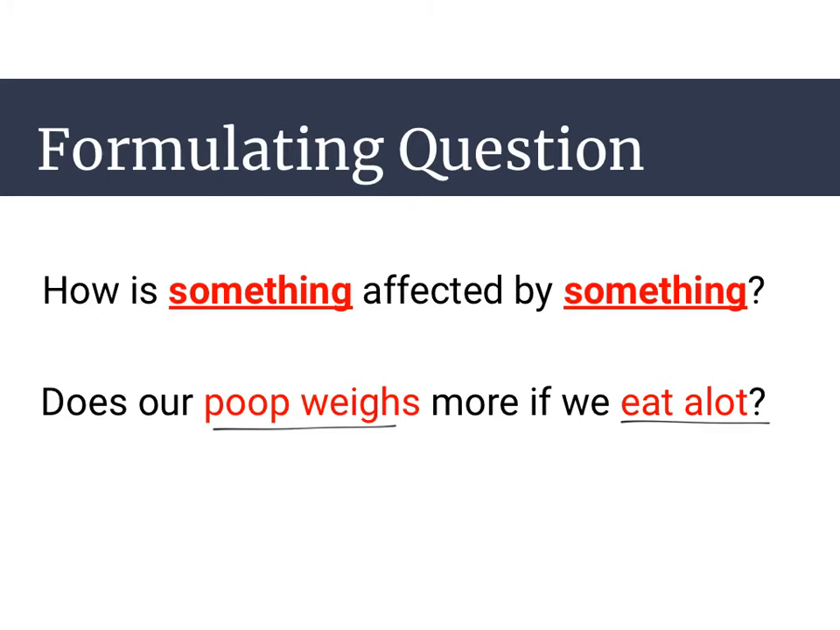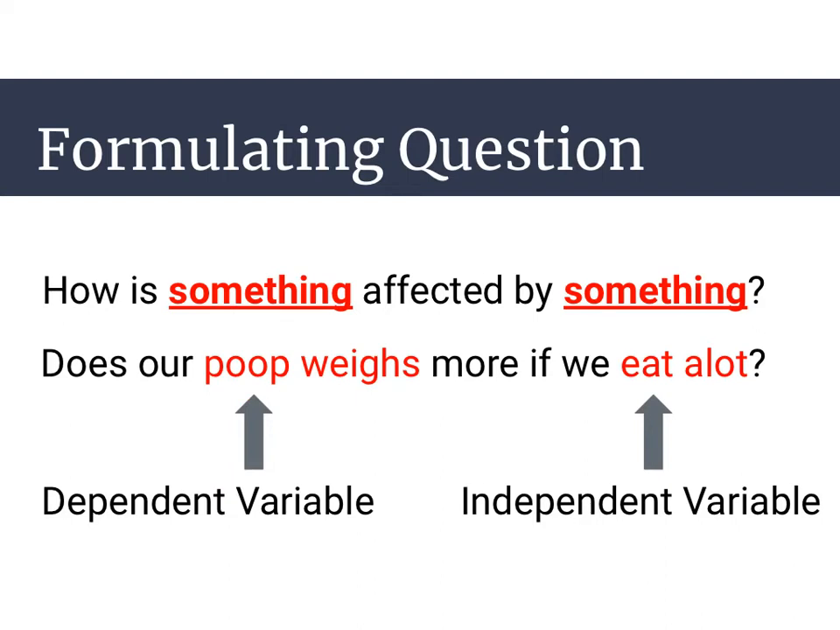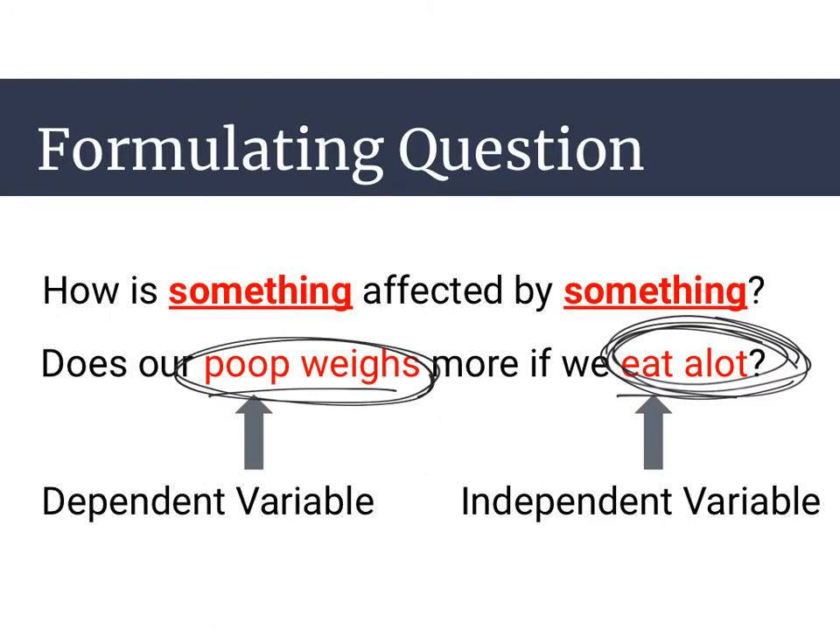Pause the video. And you should find that the poop weight is our dependent variable and the amount of food we eat is the independent variable. If we eat a lot, this doesn't really change. This is a standalone factor. But if we eat a lot, this is going to maybe have an effect on the amount of weight our poop will have. So our dependent variable is the poop weight, and our independent variable is how much we eat.